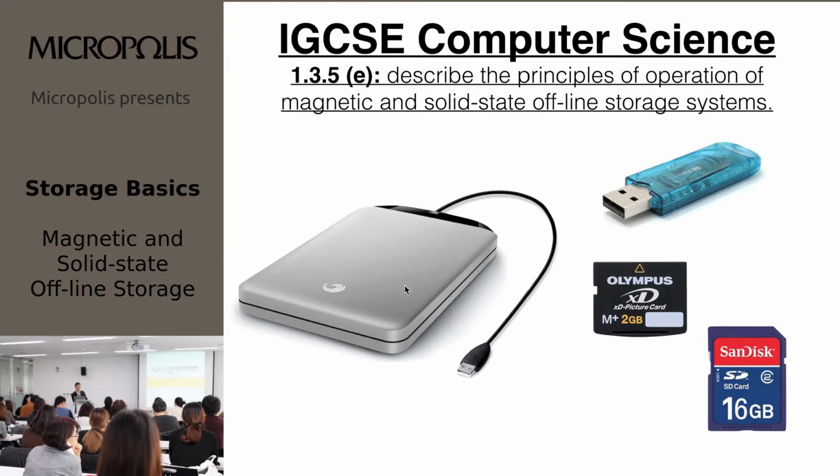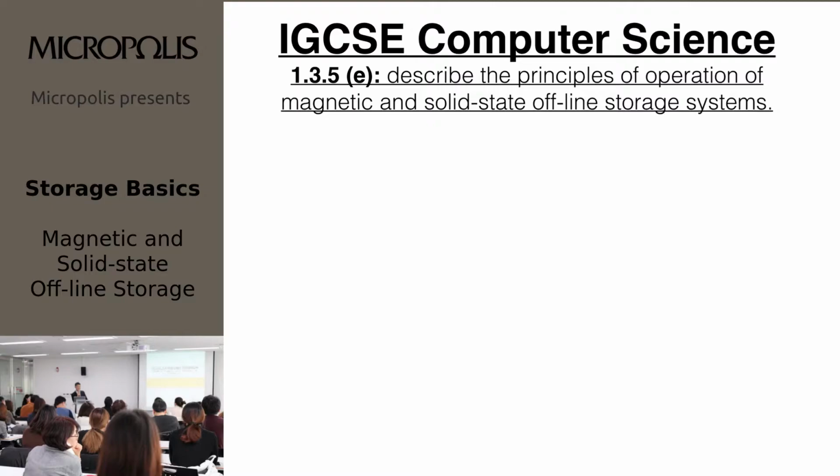So we have magnetic here, the hard drive, and we have solid state here, the thumb drive, the XD card, and the SD card. So we're going to see how they work. Now, obviously, solid state is going to be a bit longer than magnetic, because magnetic, we're only looking at one device. Solid state, we're looking at 3. Just keep that in mind. So magnetic offline storage systems.